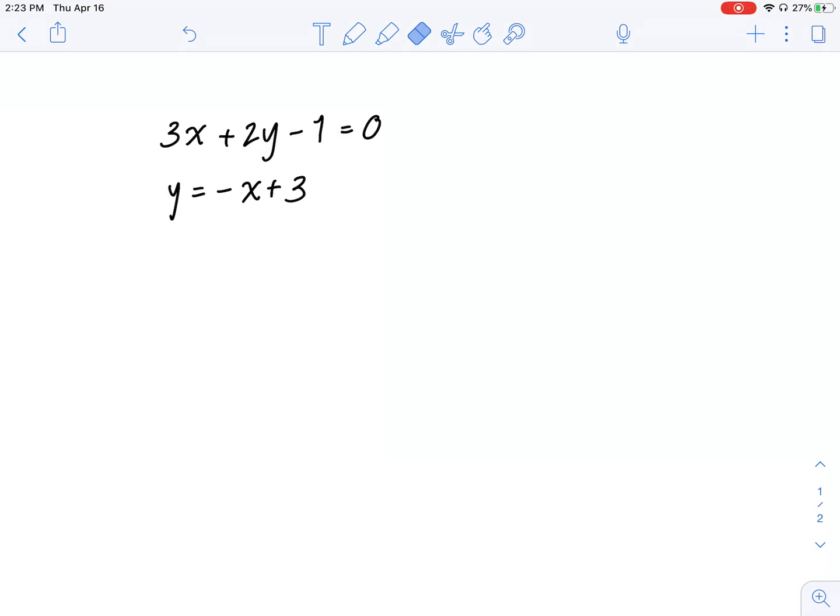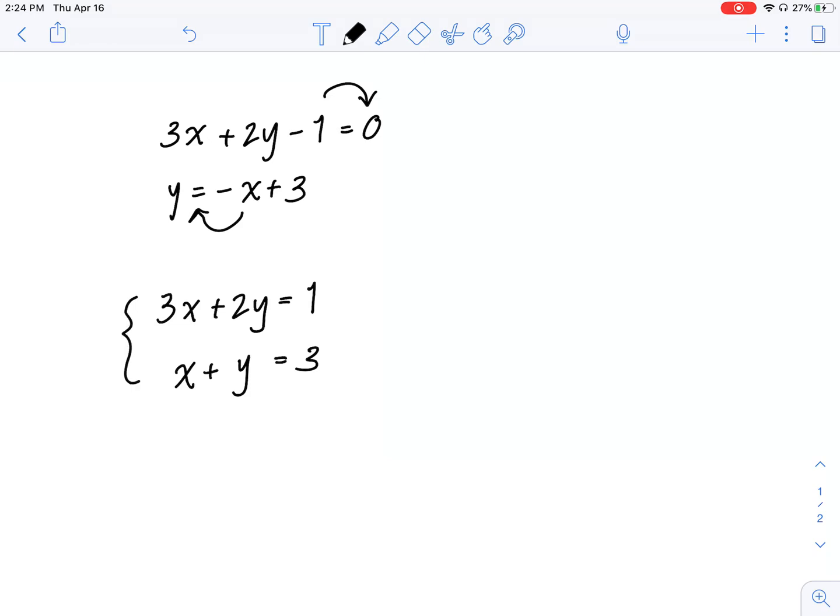So the question asks us to use the substitution method to solve the linear system. Before we actually get into solving anything, let's rearrange the equations so that everything lines up nicely and we can work with our numbers better. 3x plus 2y, let's move the negative 1 over to equal 1. And for the second equation, let's move the minus x over to give us x, the y can stay there, plus y equals 3. Now notice how I've lined up all my x values, my y values, and my constants.